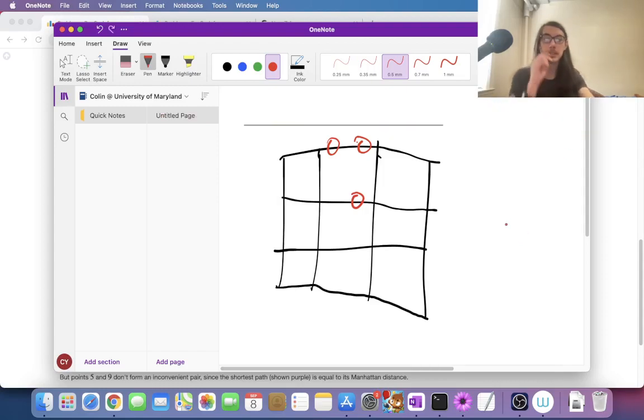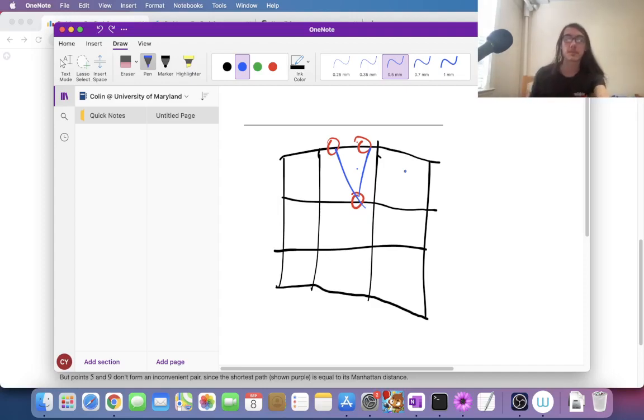Cool. Anyway, so yeah, these guys are the only bad pair. These guys are not a bad pair because they're right next to each other. Alright, so how do we count this?